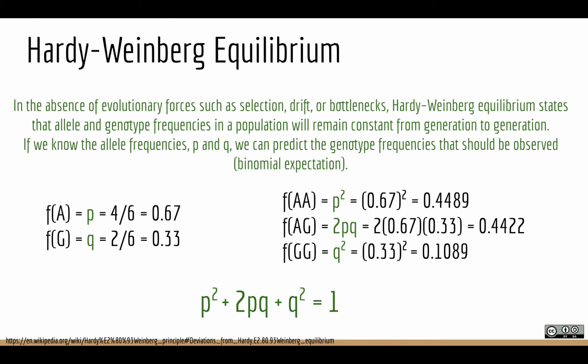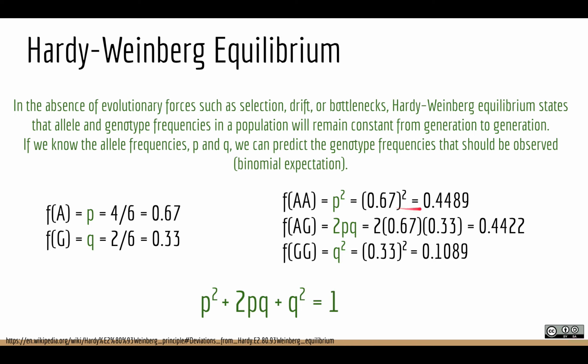All right, so let's walk through the math. If we have these two allele frequencies, the frequency of A and the frequency of G, represented as P and Q respectively, we can use binomial distribution properties to estimate the frequency of the three different genotypes. So the frequency of a homozygote A is just the frequency of the A allele squared. This gets back to Punnett square stuff. The probability of seeing a homozygote A is the frequency of A times the frequency of A.